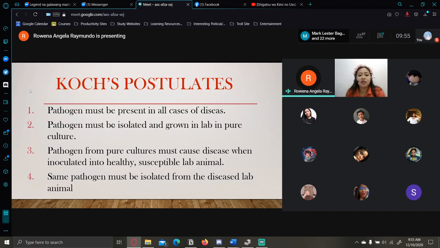animal. So, anong kasunod? Kinuha mo siya doon sa taong may sakit or sa animal na may sakit. I-grow mo siya sa laboratory para dumami. And then, yung pure culture niya, ilalagay mo naman sa isang animal na healthy. Okay, na walang sakit. And you should be able to expect na yung animal na nilagyan mo ng pathogen ay magkakasakit ng the same na sakit nung nauna. Okay? When we say pathogen, these are microorganisms that can cause disease. Pag sinabi nating pathogen, sila yung mga microorganisms na nagdadala ng sakit.